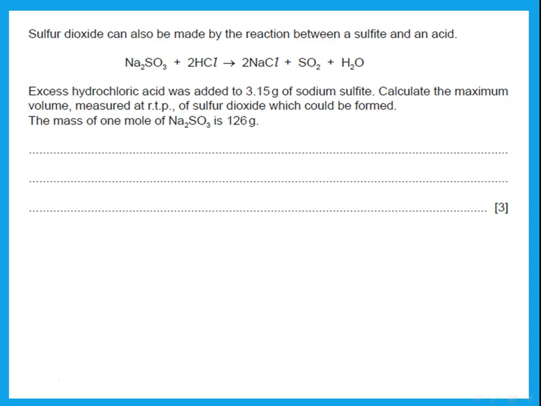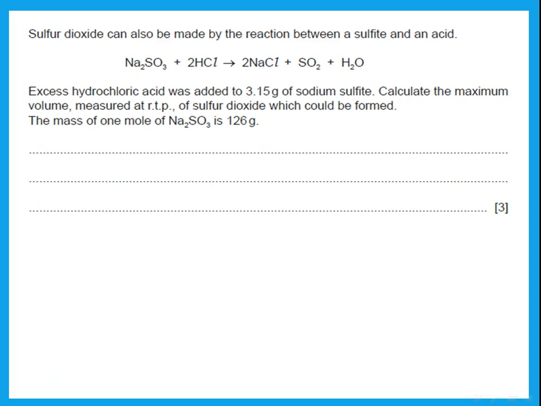Okay, sulfur dioxide can also be made by the reaction between a sulfite and an acid, and he gives you the equation. Excess hydrochloric acid was added to 3.15 gram of sodium sulfite. Calculate the maximum volume measured at room temperature of sulfur dioxide which could be formed, and he gives me the mass of 1 mole. Remember, the mass of 1 mole again is the molecular mass, so he already calculated the molecular mass of Na2SO3 to be 126 grams. Molecular mass is in grams.